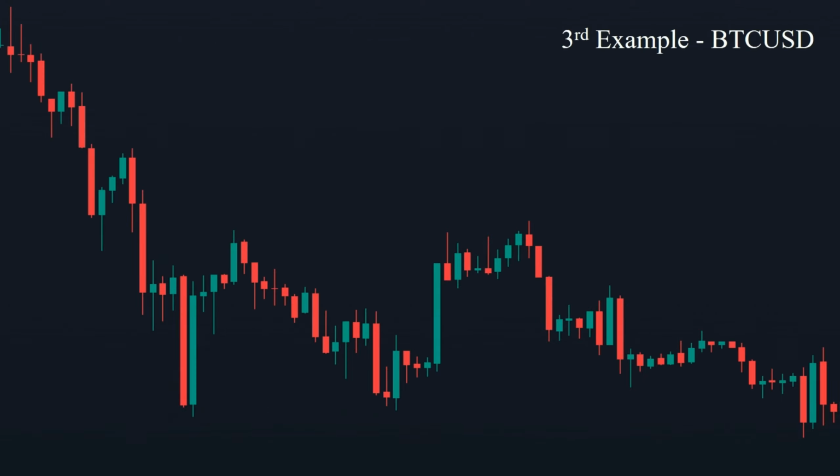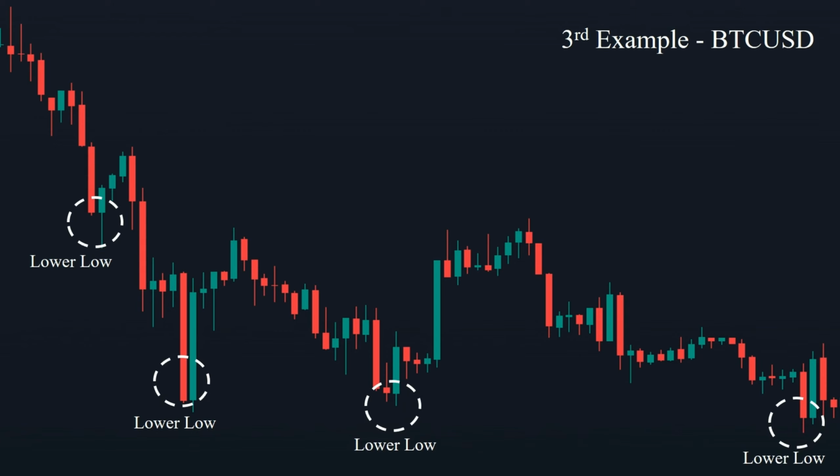In the next instance, which is from the Bitcoin market, we can see that this chart is composed of several lower lows. At each of these lower lows, we can see that sellers wanted to decrease the price and they were successful in their mission.